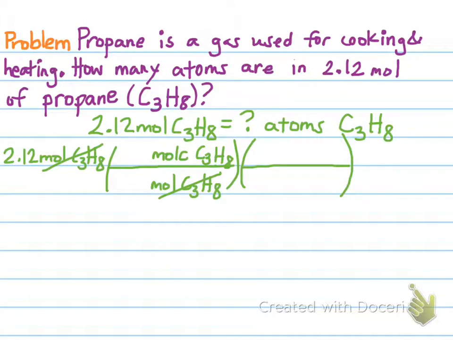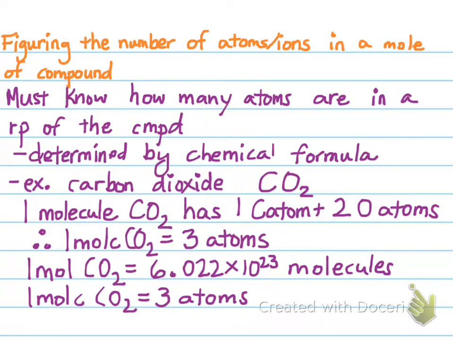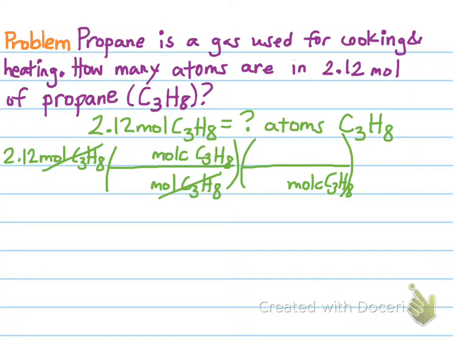Now, molecules are in my numerator, so molecules have to go in my denominator. And I want to convert it to atoms. Now remember, that's what we just did over here, right? We said a molecule of something is this many atoms by counting. So we're going to be able to take molecules to atoms.